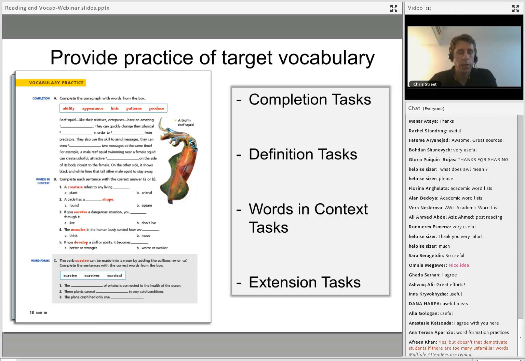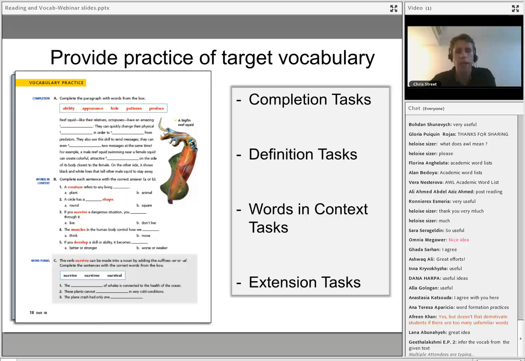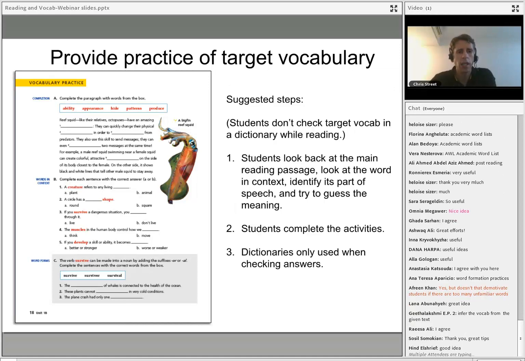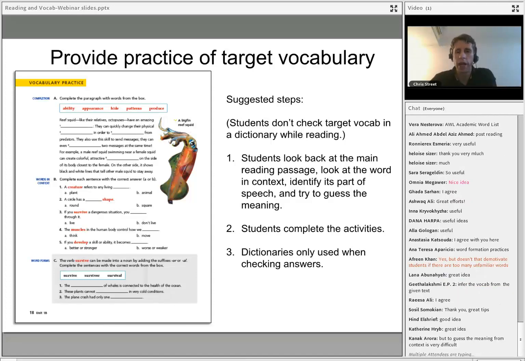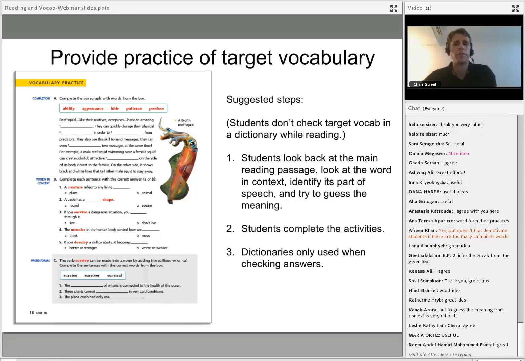Now, there are four task types that I'll take you through in a minute for vocabulary practice. We have completion tasks, definition tasks, words in context tasks, and extension tasks. And in Reading Explorer, this is how we imagine that these tasks would be carried out in class. This is our suggested methodology, and again, this is just suggested.